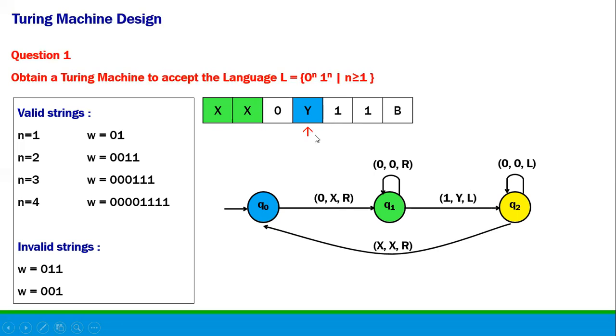My current state is q1, and I will read y. I will not do any change in the state or the value. I just keep moving right. Now I am reading 1. For this x, I have got 0, so for this x, 1 has to be replaced by y. This procedure I am repeating.